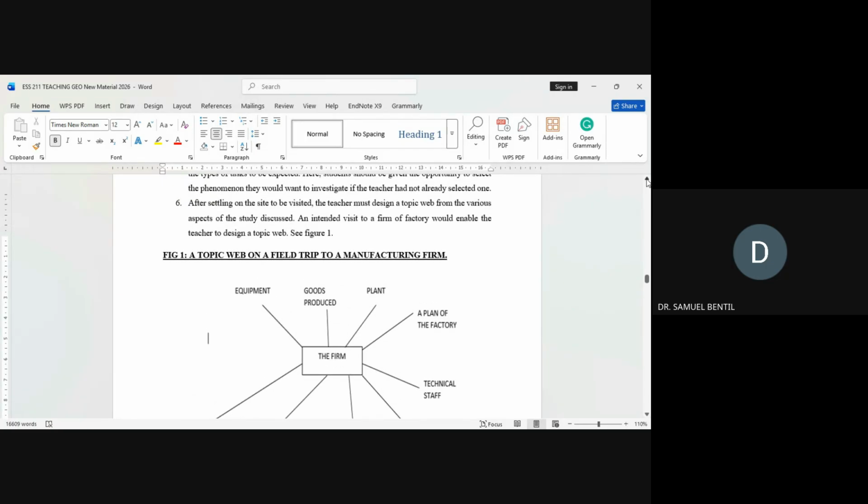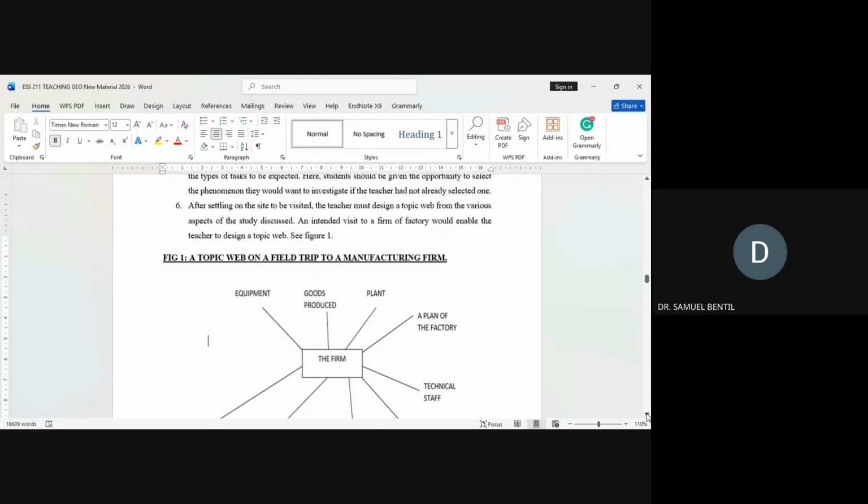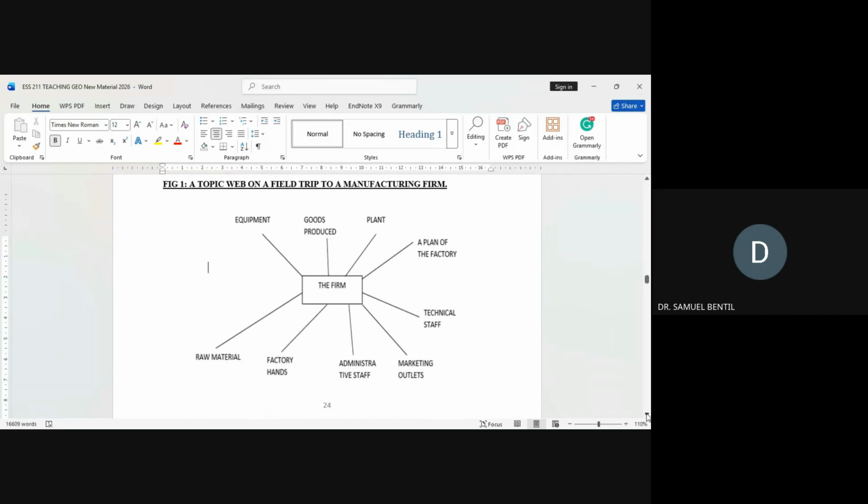Yeah, so this is, for example, a topic web on a field trip to a manufacturing firm. So just to give you an idea of how a topic web can be designed. So this is a topic web on a field trip to a manufacturing firm. So we have the manufacturing firm at the center.